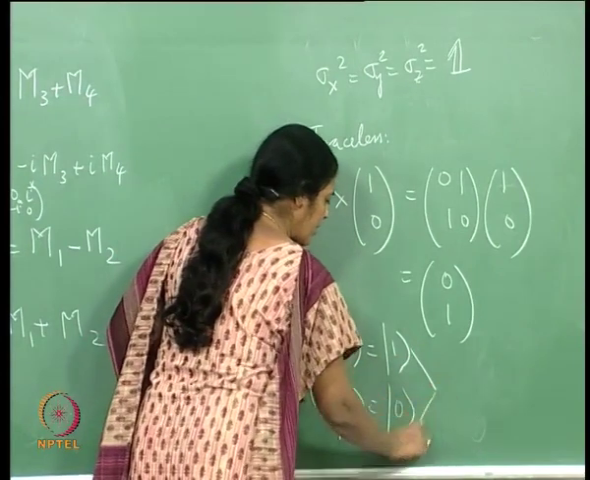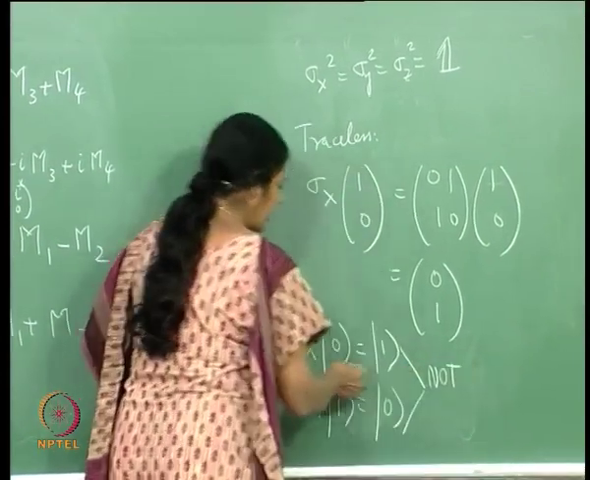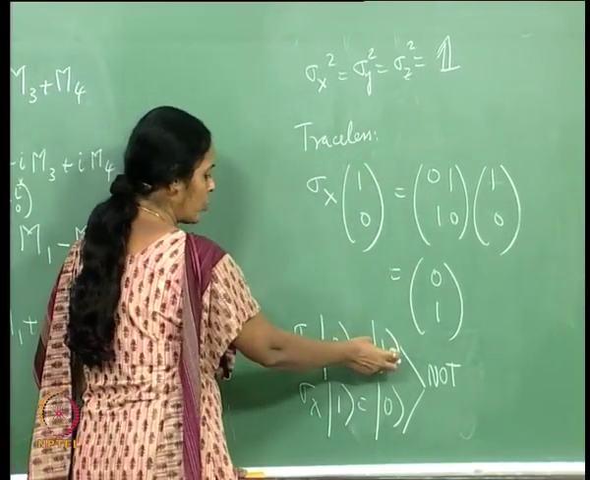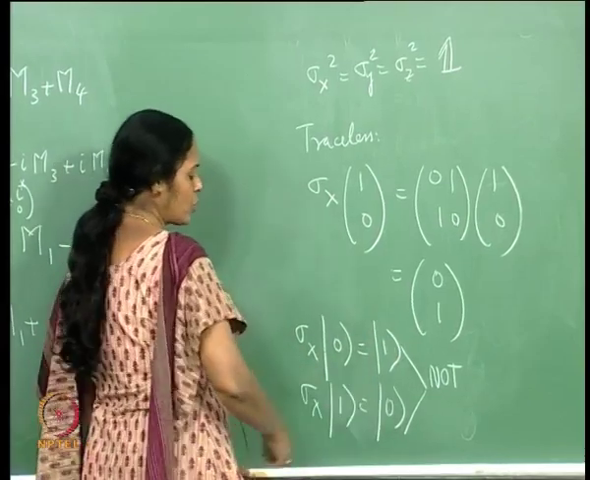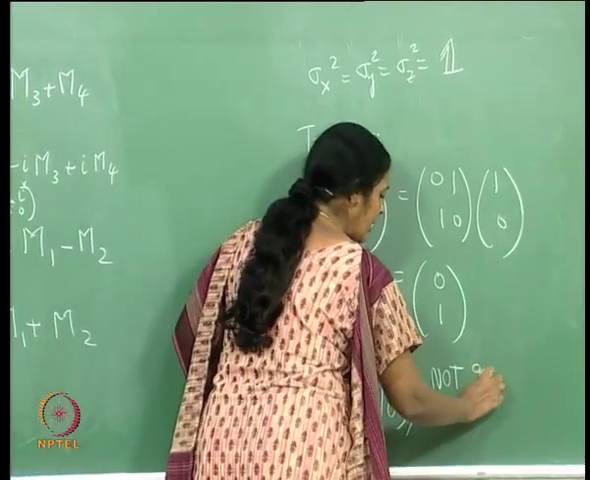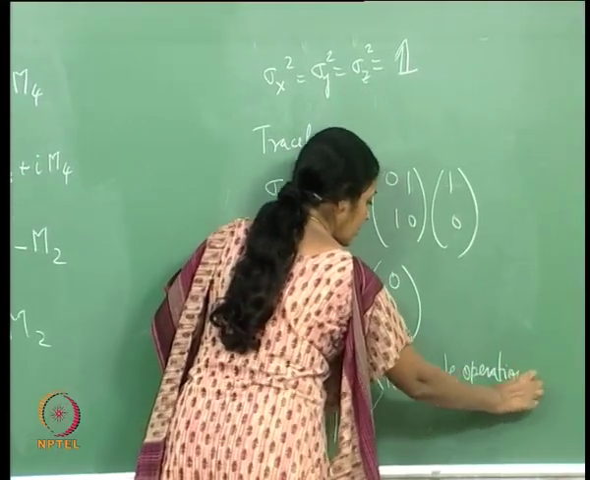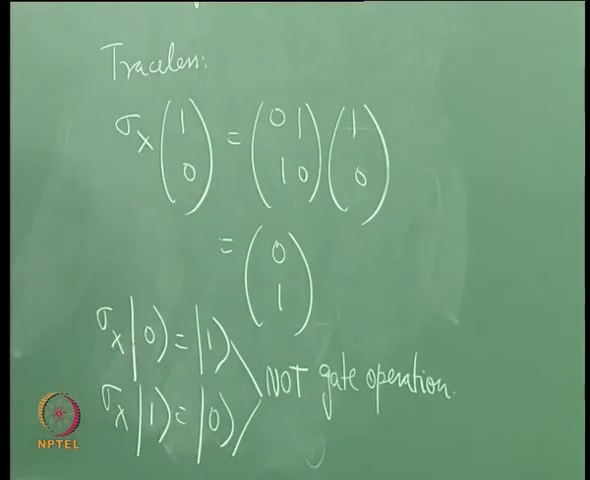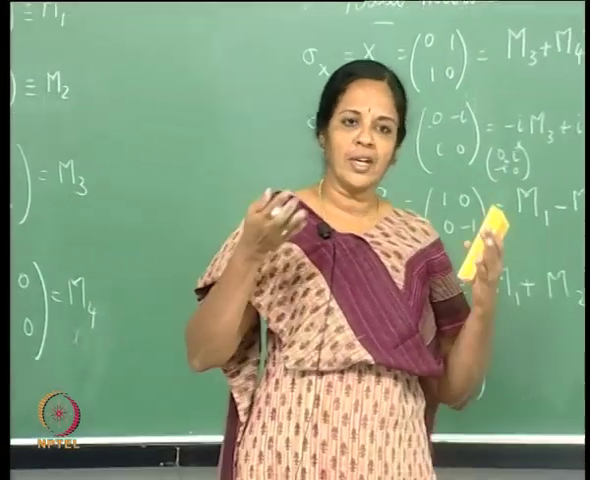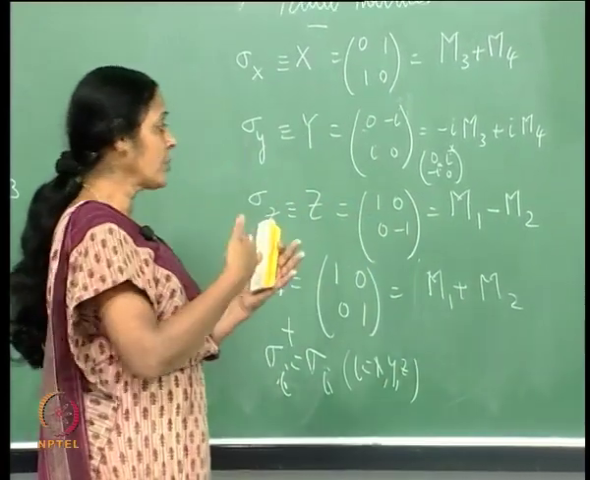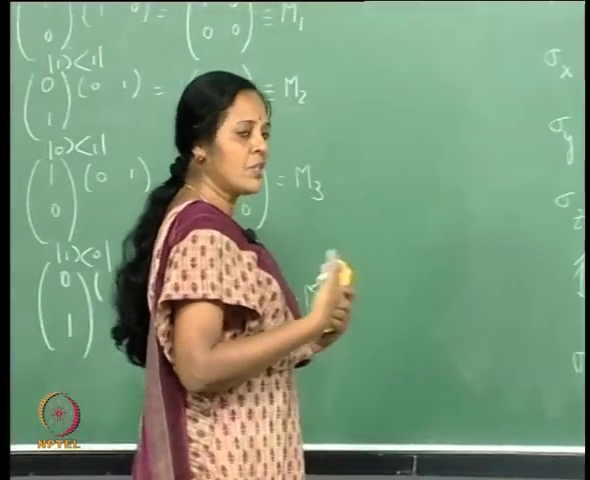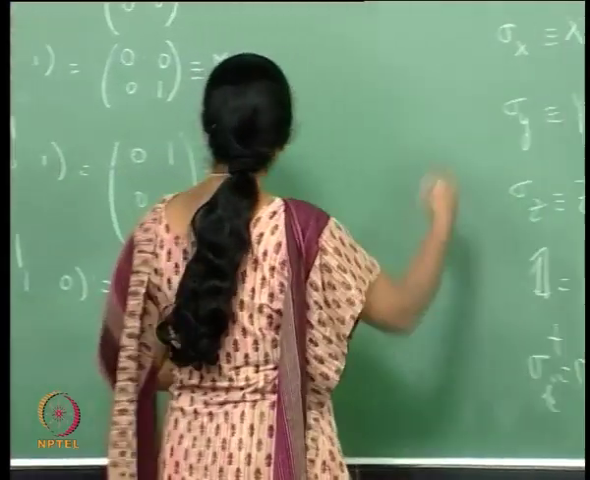And then what happens is that the qubit 0 goes to qubit 1 and the qubit 1 goes to qubit 0. This is essentially the NOT gate operation that you know from a classical context. In that sense, sigma x becomes very important in quantum computing. It's a different matter that we have to find ways and means of actually carrying out this operation in a physical system.